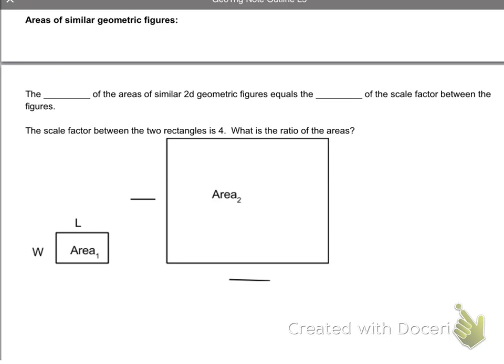Now, we're going to talk about areas of similar geometric figures. The areas of similar geometric figures have something that's really cool. It says the blank of the areas of similar 2D geometric figures equals the blank of the scale factor between them. How about the ratio of the similar 2D objects?